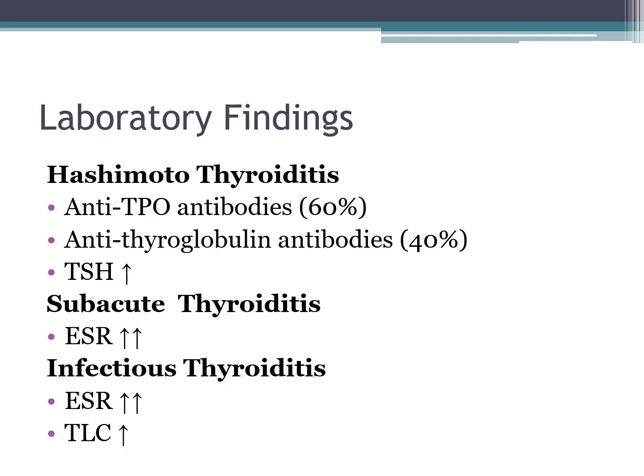So, talking about the laboratory findings in Hashimoto's thyroiditis, as it is an autoimmune disease, there is the presence of anti-thyroglobulin and anti-thyroperoxidase antibodies. But in a small number of patients, these antibodies could be negative as well. So it is not always the rule, but most of the time these antibodies are present. If the patient is in the hypothyroid phase, the TSH would be elevated. In subacute thyroiditis, which is de Quervain's thyroiditis, the ESR is raised.